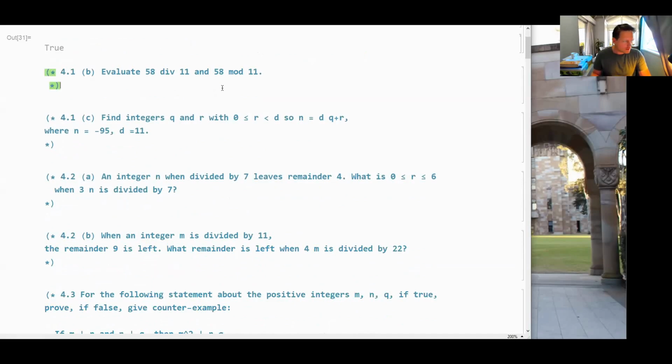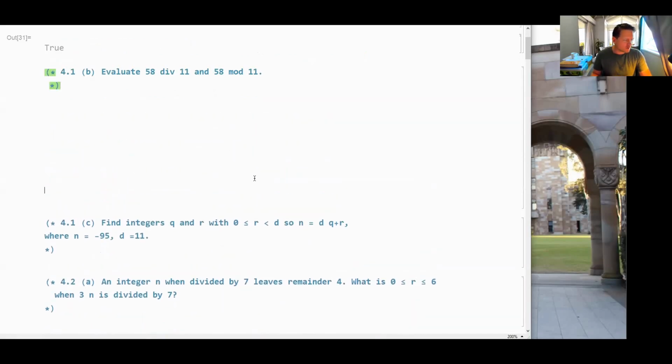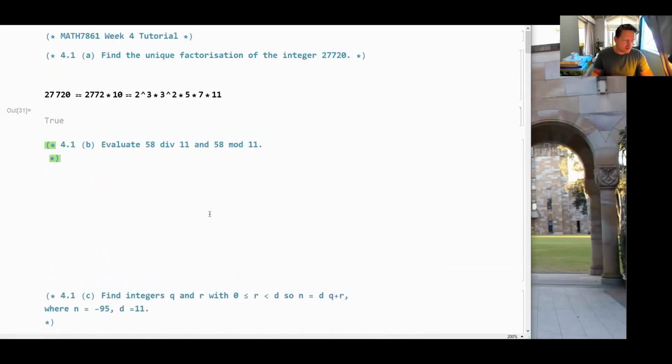Now, the next one asks us to evaluate 58 div 11 and 58 mod 11. All right, so div is not a typical number theory term. I think it's just particular to this book. But what they're referring to is when you divide 58 by 11, and then you look at the floor of that, or the greatest integer less than or equal to that.